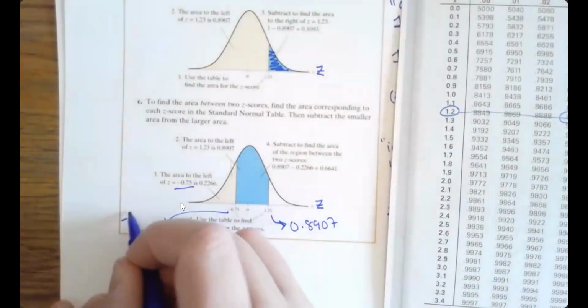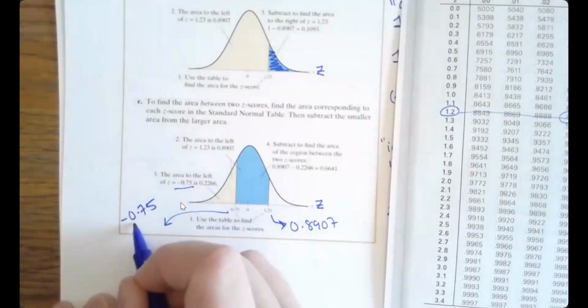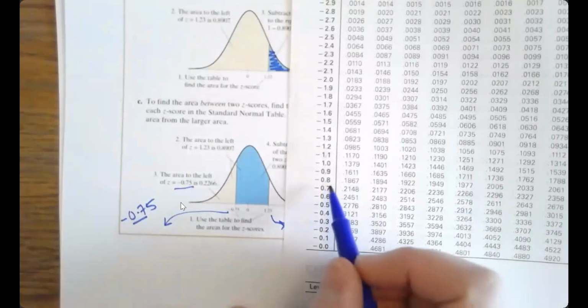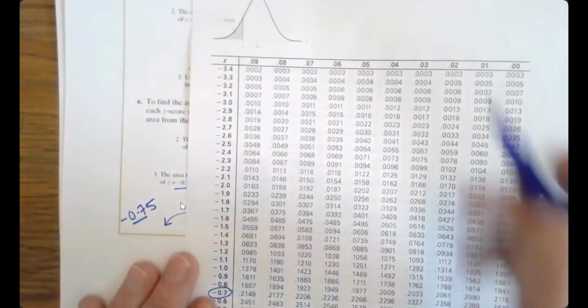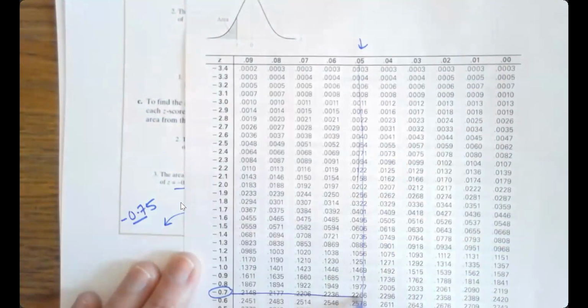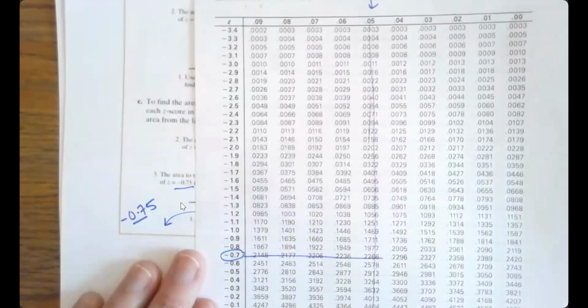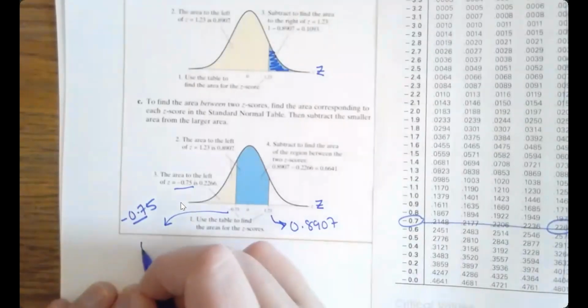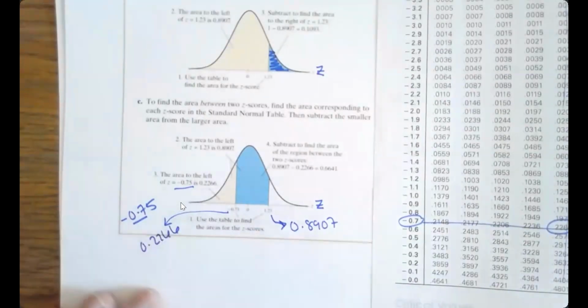Negative 0.75, excuse me. So my first two digits are negative 0.7. So I go to my negative side of the table. I'm going to find negative 0.7. And then my next digit is the 5. So I'm going to go up here to the 5 column. And I'm going to just kind of look down until I can match that answer up with the row. And that is going to be that area to the left. So this one is 0.2266.